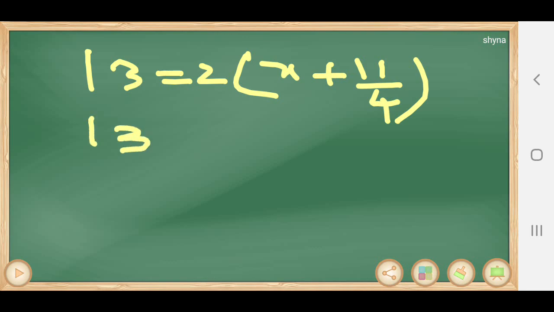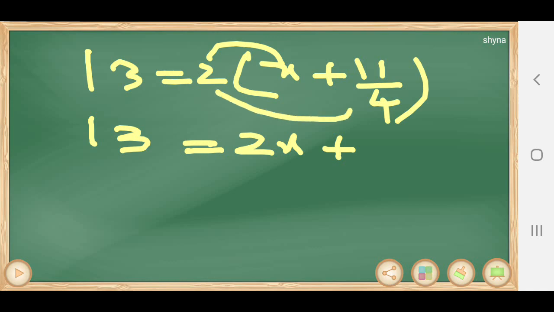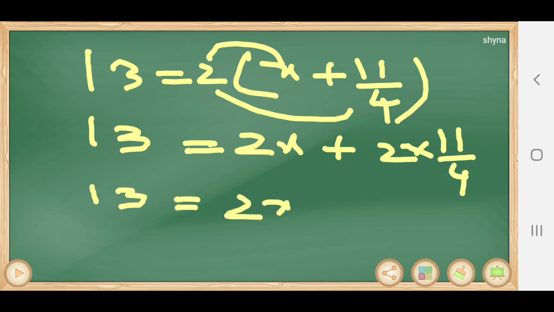Yes, 13. Then 13 equal to, if we multiply 2 into x, 2x plus... here it is distributed, 2 is outside of the bracket. So, you should multiply 2 with everything inside the bracket. 2 into x, 2x. Then 2 into 11 by 4. So 13 equal to 2x plus, what is 2 into 11 by 4? 2 and 4 cancelled by 2. So it will be 11 by 2.